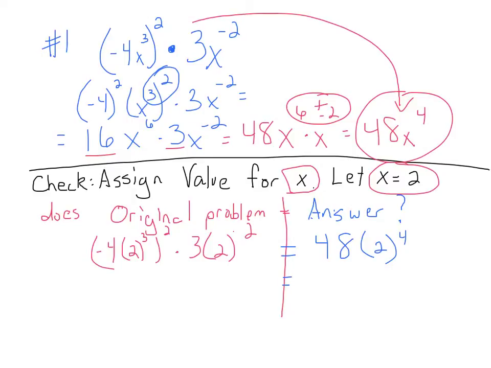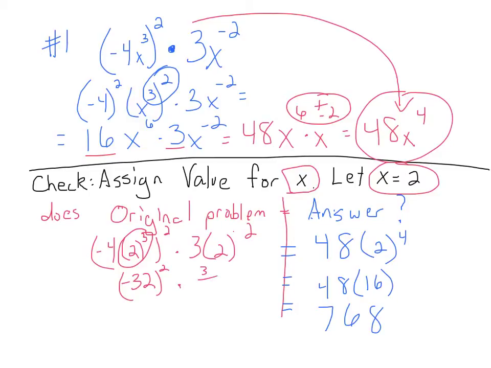Well, 2 to the 4th power is 16, and 48 times 16 is 768. Let's see if the other side works the same. Let's see here. 2 cubed is 8. That's what comes first. 8 times negative 4 is negative 32. That's squared. Here, 2 to the negative second. Remember, that 2 is not happy, is he? He's not happy at all. Where would he be happy? He'd be happier down on the bottom. In the bottom, it would be 2 squared, which is really 4.